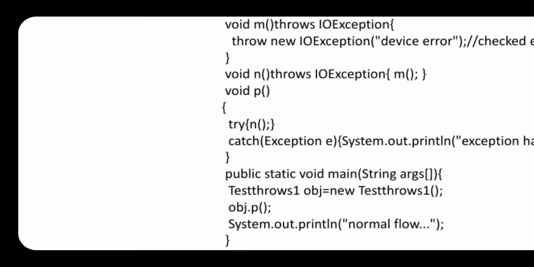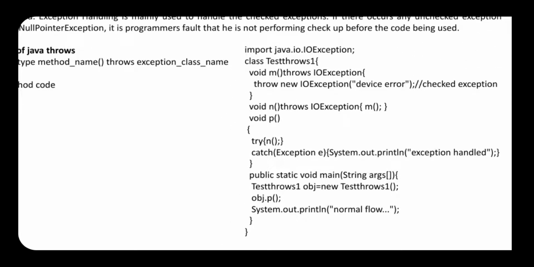Is it right? So here more than one function is being thrown from one to the other to check whether the particular statements are going to be executed correctly or not. So once again I am going to repeat. TestThrows1 obj = new TestThrows1 means it is creating an object obj, and obj.p is a function of your program. Is it right? So it comes over here.